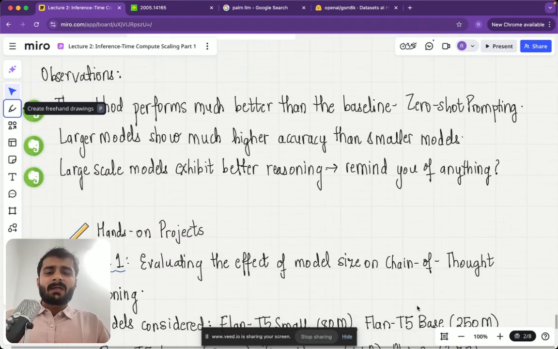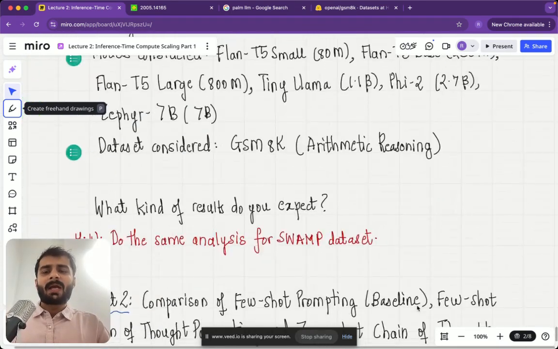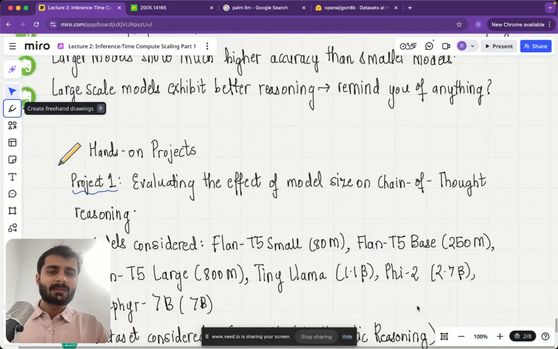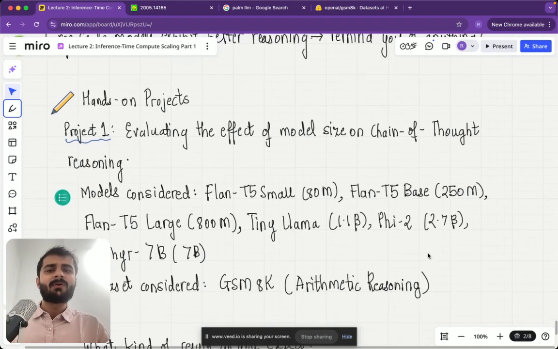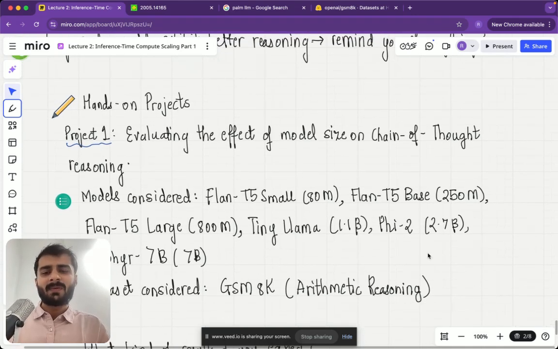Now, in the last part of this lecture, we are going to look at two hands-on projects. And these projects I have specifically designed for all the students who might be having the question: where do I exactly specify these input output example prompts? I had the same question when I read the original chain of thought prompt paper. I was confused about where I write these input output examples and what they actually mean.